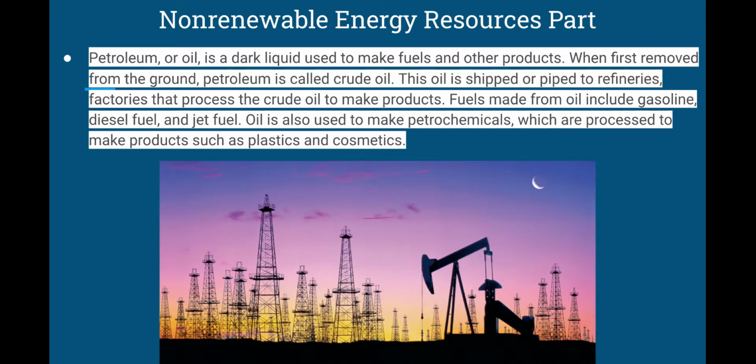Petroleum, or oil, is a dark liquid used to make fuels and other products. When first removed from the ground, petroleum is crude oil. This oil is shipped and piped to refineries, factories that process the crude oil to make products. Fuels made from oil include gasoline, diesel fuel, and jet fuel. Oil is also used to make petrochemicals, which are processed to produce products such as plastic and cosmetics.